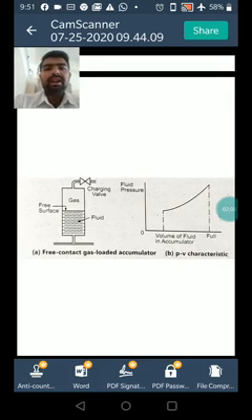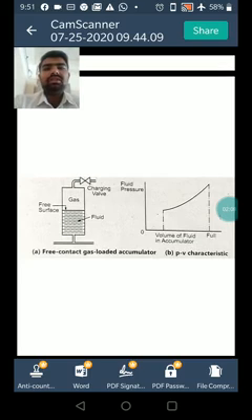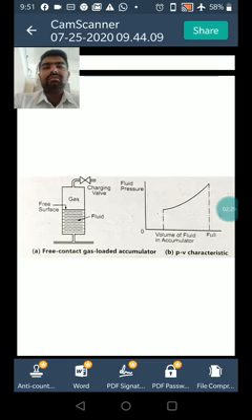The gas loaded accumulator works on the principle of Boyle's law of ideal gases. The storage of potential energy is due to the compressibility of gases. The expansion of gas forces the oil out of the accumulator. The gas loaded accumulators are further classified as non-separate type and separate type.